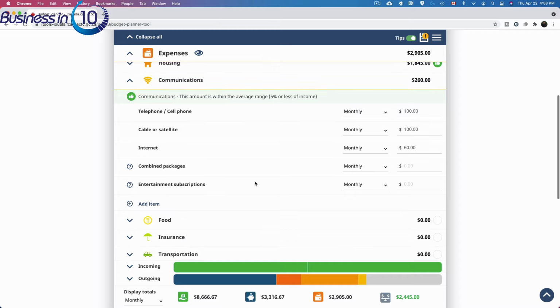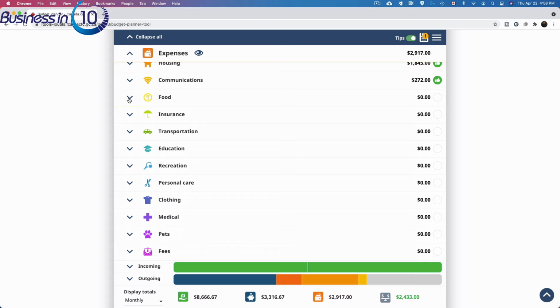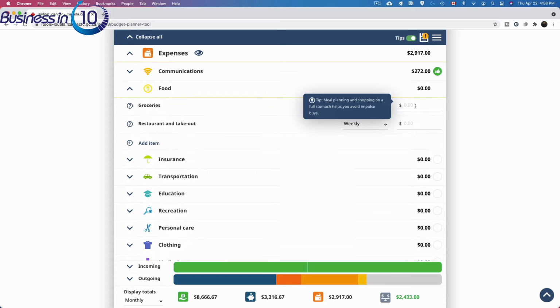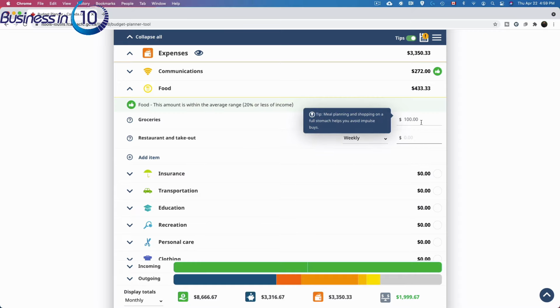Okay, let's say you now have entertainment subscriptions. Let's say you have Netflix. Let's say it's $12. I don't know what it is nowadays. You can figure it out if you have one and put it in here. And let's move on to food. Groceries. I'm gonna put $100, and this is weekly. Restaurant takeout. You may have $50 a week. It depends on what you have in terms of food expense, and if you have more, you add an item here.